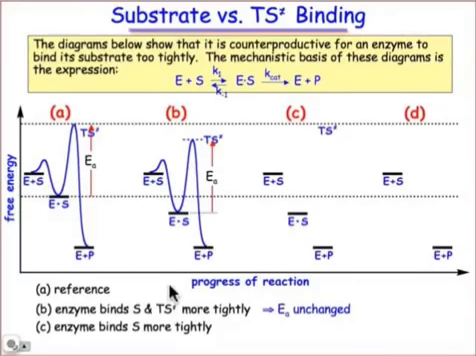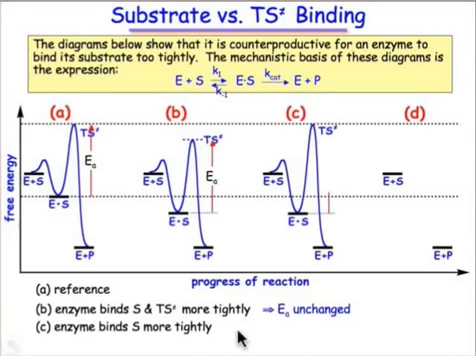In case C, what we've done is only bind selectively the substrate more tightly than the reference point. We've left the transition state energy at the reference point value. So in this case, we can see that E sub A increases relative to the reference point. The rate of the reaction is going to decrease.